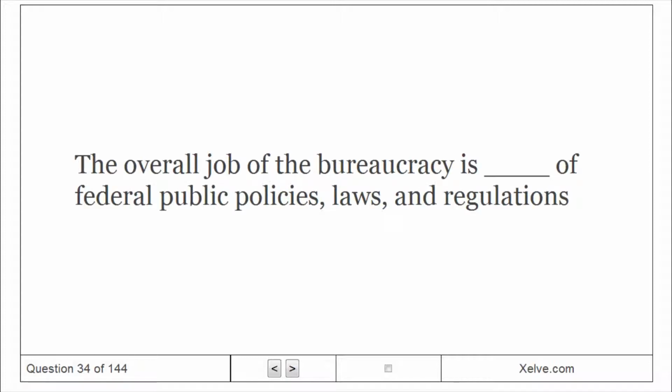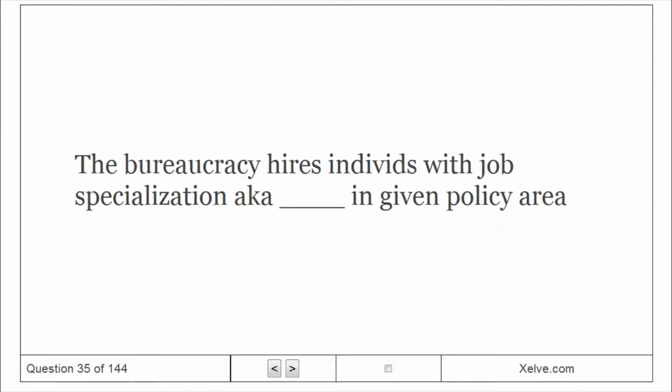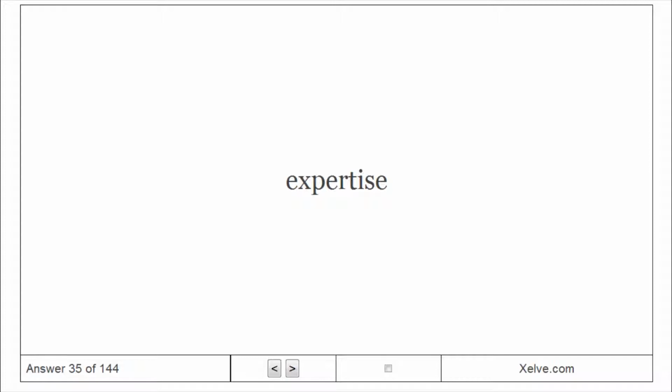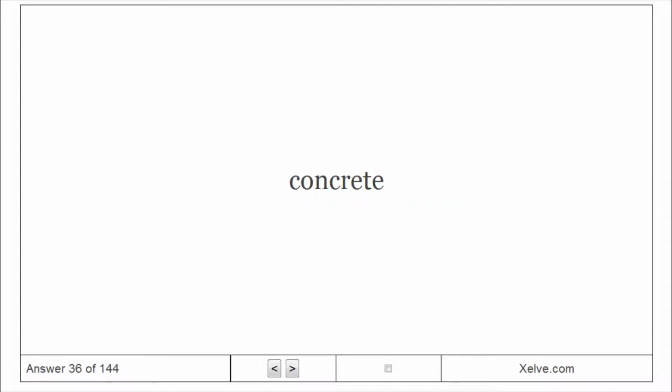The overall job of the bureaucracy is implementation of federal public policies, laws, and regulations. The bureaucracy hires individuals with job specialization, aka expertise, in a given policy area. A chain of command in which authority follows from the top down is known as having a concrete authority structure.